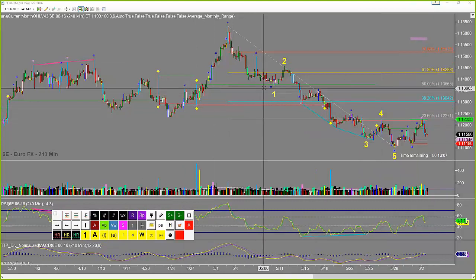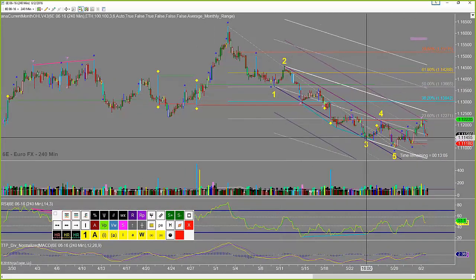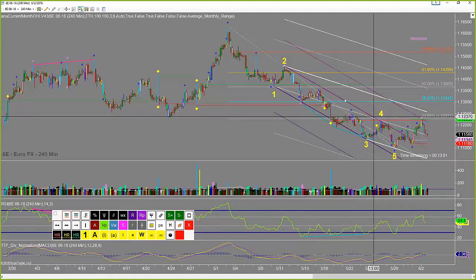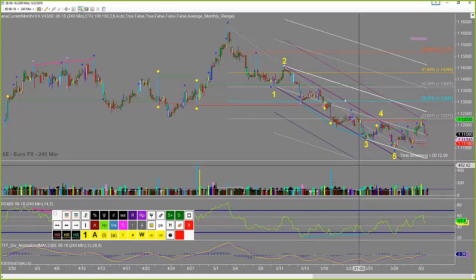So again, if we go from the end of 1 to the end of 3, we have the median line intersecting the channel line perfectly at the end of wave 4 there.